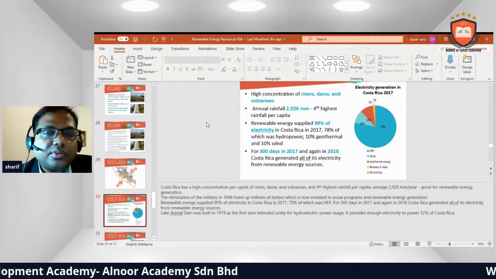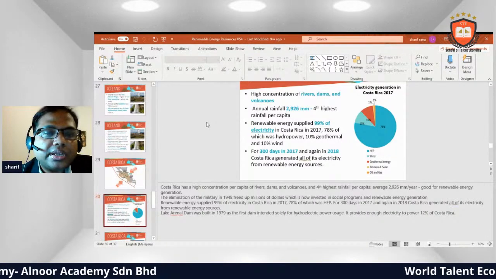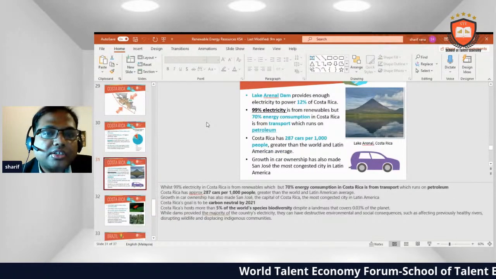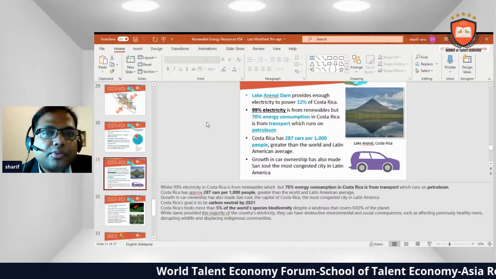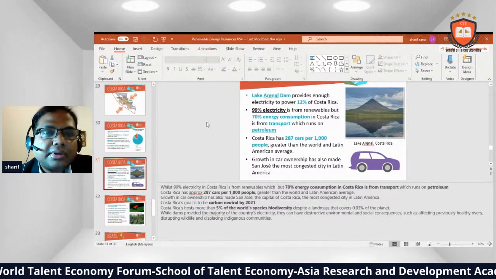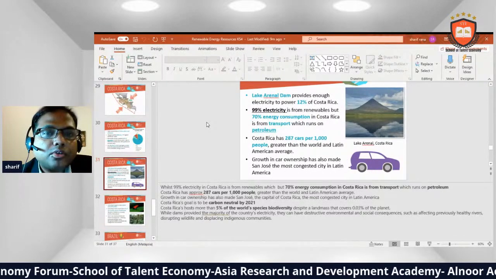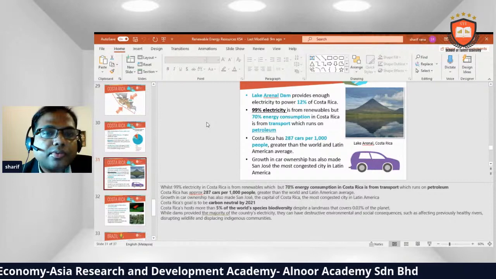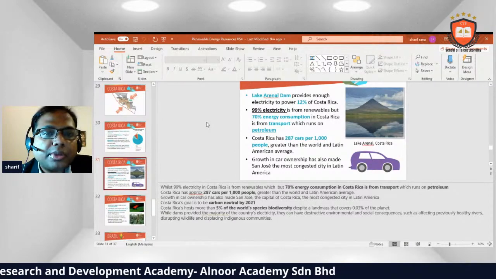For 300 days in 2017, and again in 2018, Costa Rica generated all of its electricity from renewable energy sources. Lake Arenal Dam provides electricity to power 12% of Costa Rica. 90% of electricity is renewable, but 70% of energy consumption in Costa Rica is in the form of transport, which runs on petroleum.